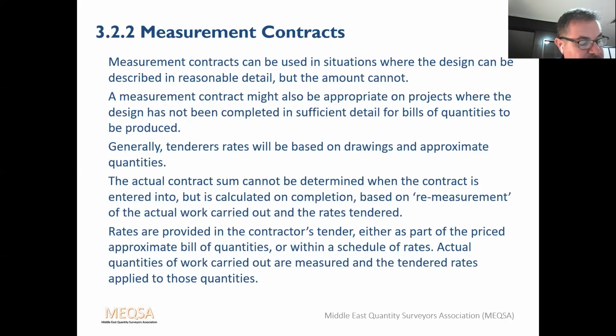Then the actual quantities of work carried out are measured and the tendered rates are applied to those quantities. The contractor is paid for the actual work that they have done. As a result, the quantities paid for may vary from the original estimate.